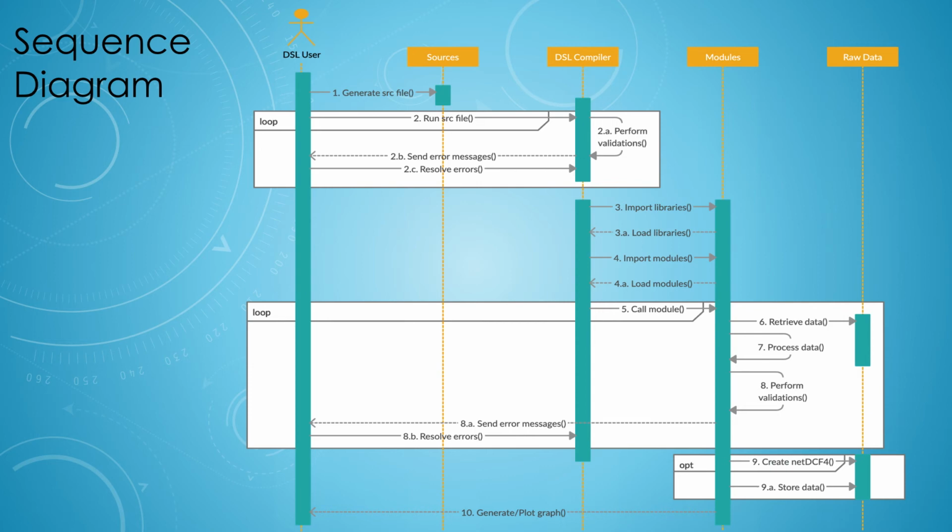If there is no error, then the DSL compiler will call the respective module, and the module will import and load all the libraries, and then it will retrieve the data and do pre-processing. While doing the pre-processing, each module has its own validations, and if there is any validation error, it throws a meaningful error message, and the user has to correct those and run it again. If there is no error, it will give a proper output.